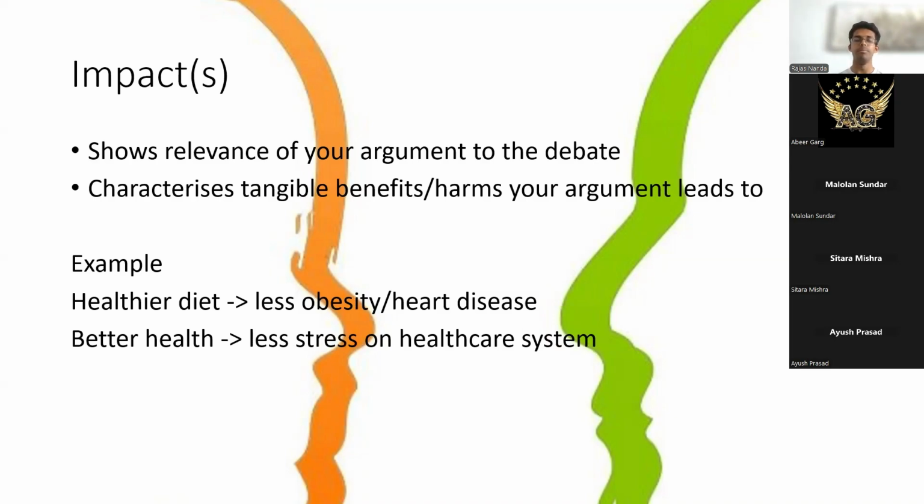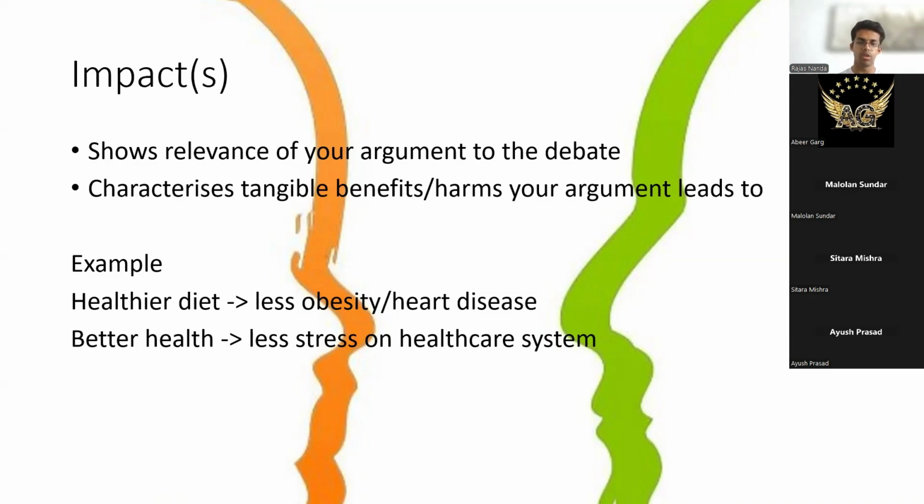Yes, maybe the environment is not as badly damaged if you work from home, but why is it important? It's important because there are a lot of people who are affected by global warming and rising sea levels are destroying towns and cities. So what you should be trying to get your argument to, using these impacts, is tangible harms or benefits to people. So things like lives being lost or other such harms.